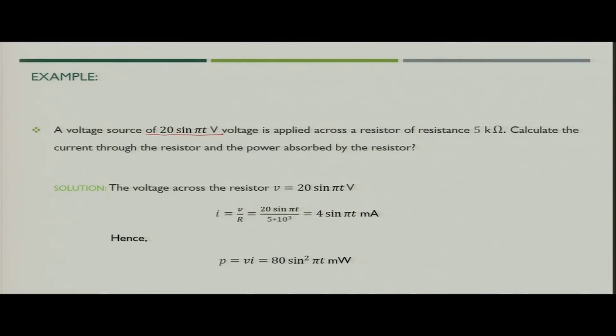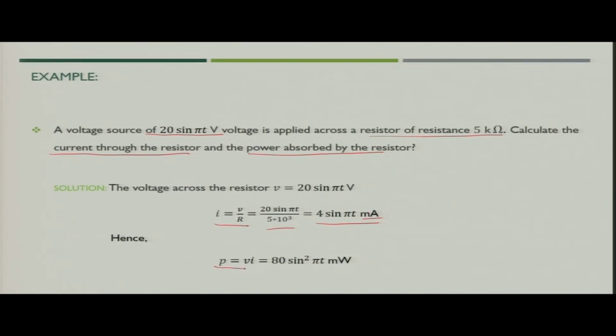Now, let us take another example. Suppose a voltage source of 20 sin pi t volt is applied across a resistor of resistance 5 kilo ohm. How will you calculate the current through the resistor and the power absorbed by the resistor? Simply use the formula I is equal to V by R. You put the value of V and R, and you will get the value of current I. Here the voltage V is a sinusoidal voltage, that is why it is 20 sin pi t. If you divide by resistance R, you will get current as 4 sin pi t milliampere.